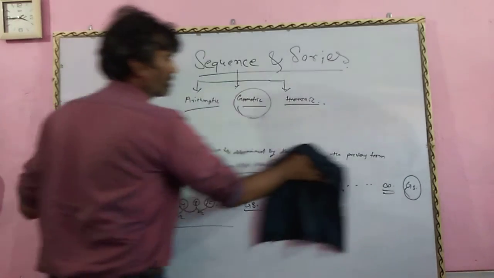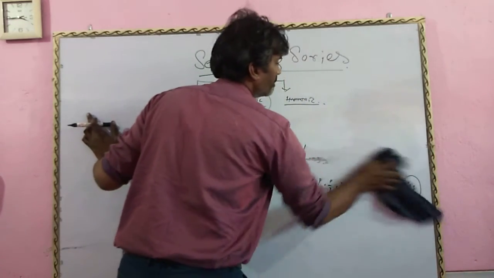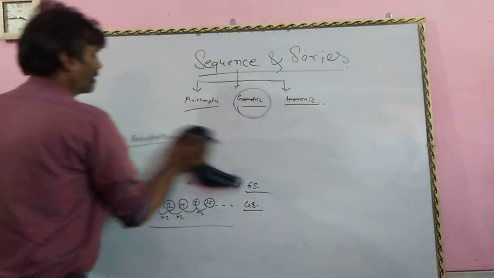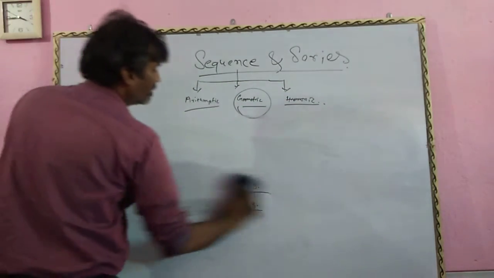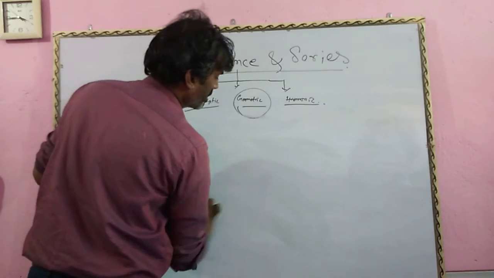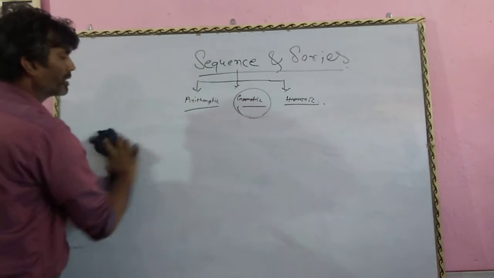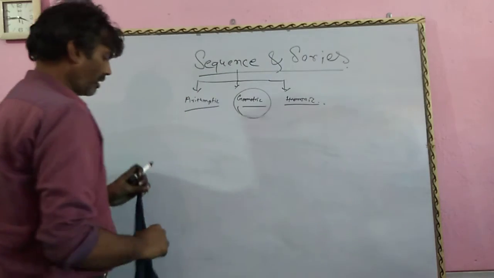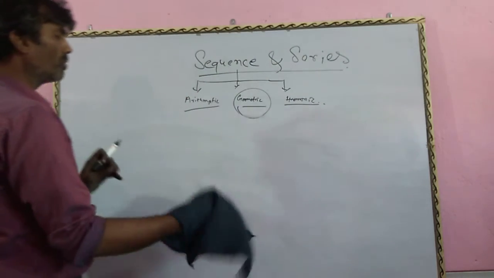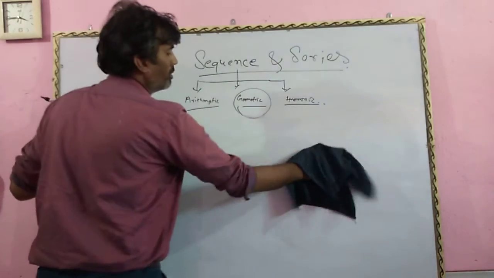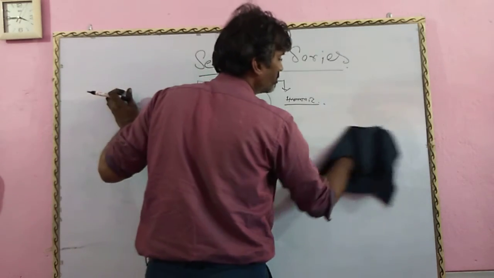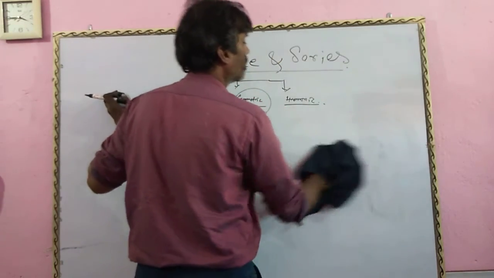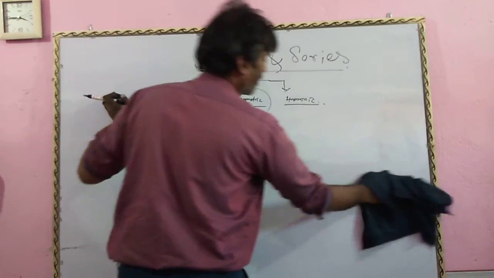What is the harmonic sequence? Harmonic sequence is nothing but the reciprocal of arithmetic sequence. And what is the meaning of reciprocal? Reciprocal means whenever you divide one by some number, then that will be called the reciprocal of that number.